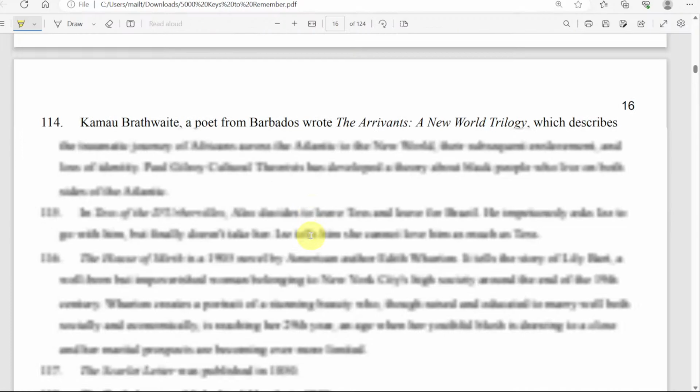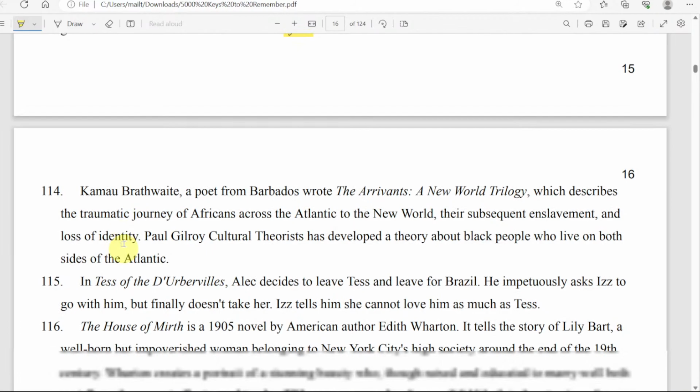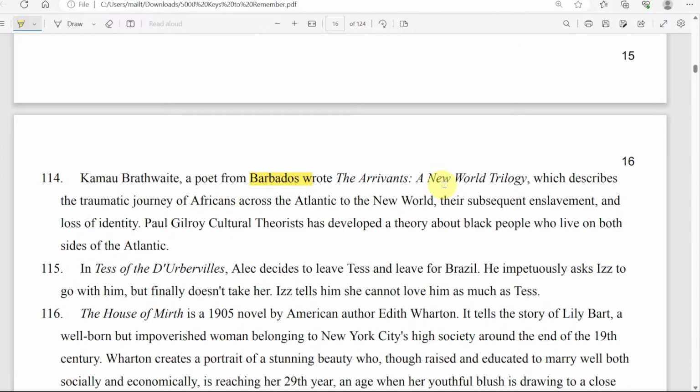Anyway, Kamau Brathwaite is a poet from Barbados and wrote The Arrivants, a New World trilogy, which describes the traumatic journey of Africans across the Atlantic to the New World, their subsequent enslavement and loss of identity. Paul Gilroy, a cultural theorist, has developed a theory about black people who live on both sides of the Atlantic.